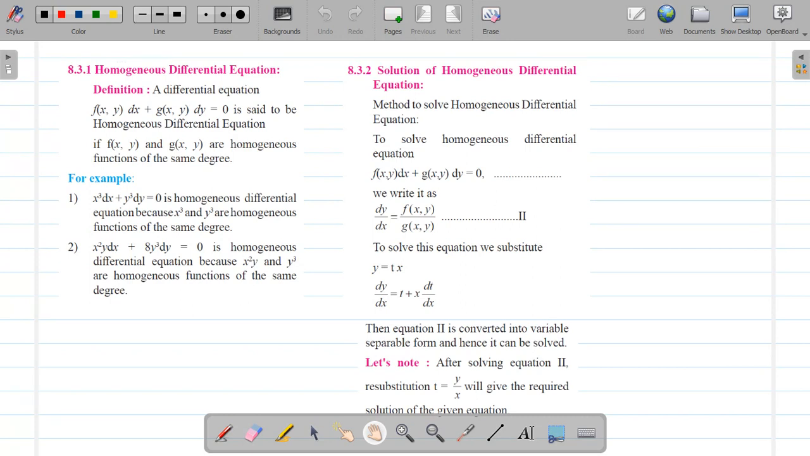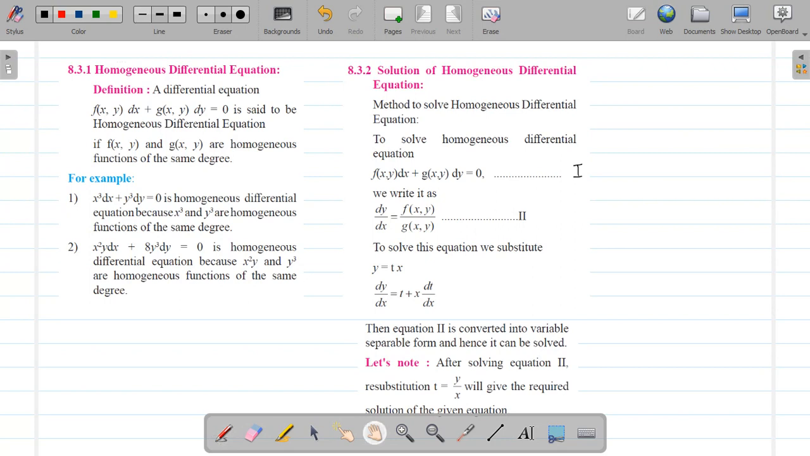Now how will you solve this homogeneous differential equation? There is a method for it. Let us see the method to solve the homogeneous differential equation f of x comma y dx plus g of x comma y dy is equal to 0. Suppose this is equation number 1.